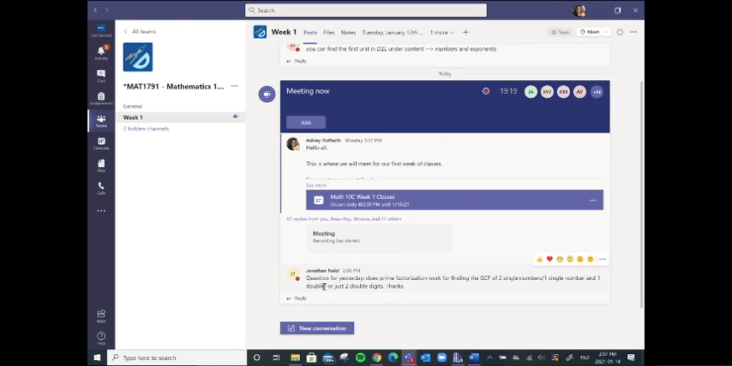I'm just looking at Jonathan's question here. So he just popped up, does prime factorization work for finding the GCF of 2 single numbers, 1 single number and 1 double, or just 2 double digits? Jonathan, it should work for every number. So every combination of numbers. So if you have 2 2-digit numbers or a 1-digit number and a 2-digit number, prime factorization will work for anything.